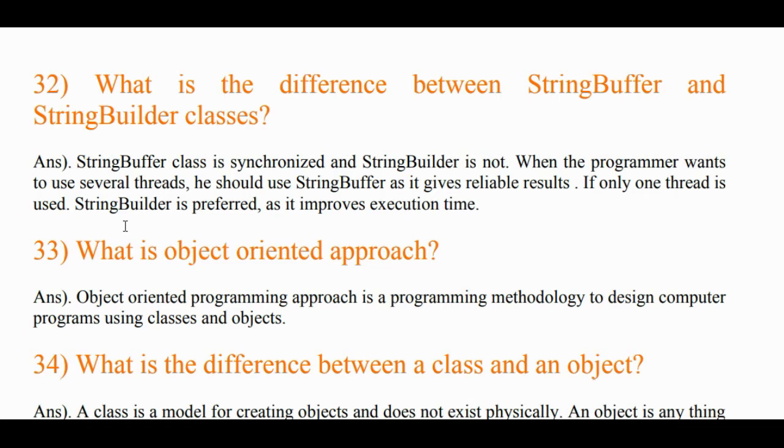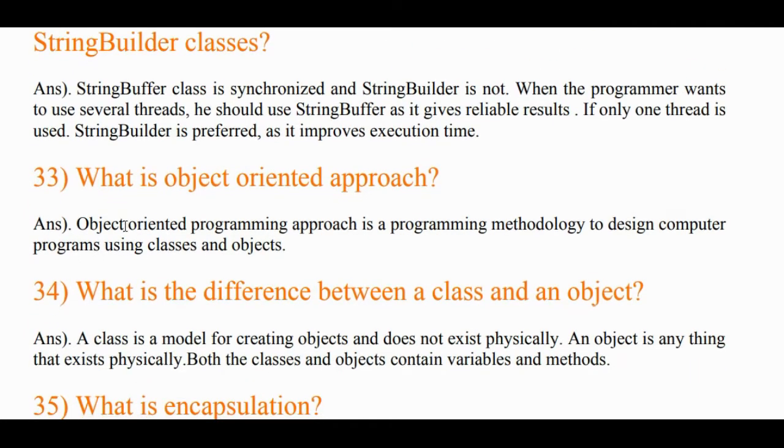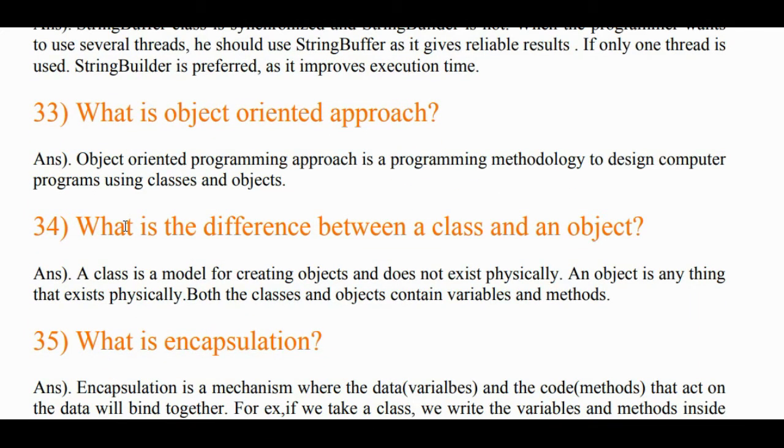What is object-oriented approach? Object-oriented programming approach is a programming methodology to design computer programs using classes and objects. What is the difference between a class and an object? A class is a model for creating objects and does not exist physically. An object is anything that exists physically. Both classes and objects contain variables and methods.